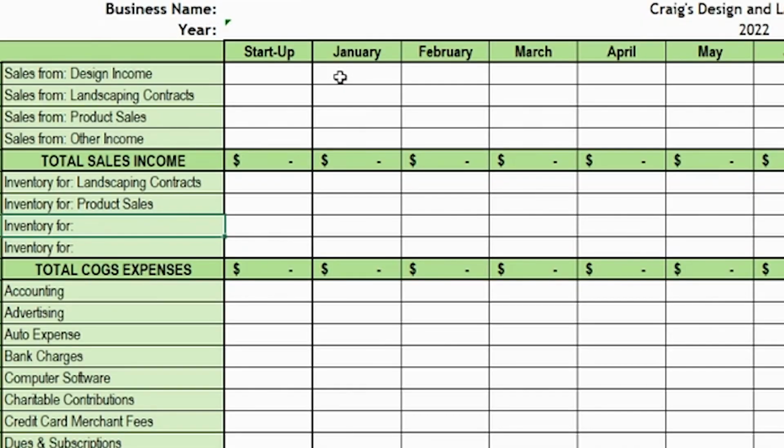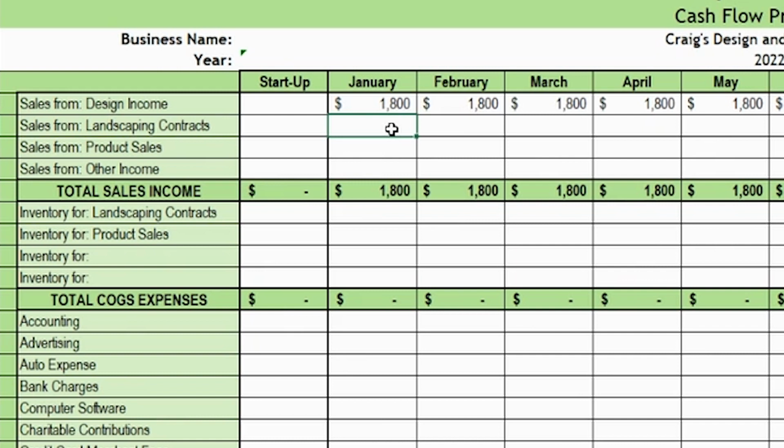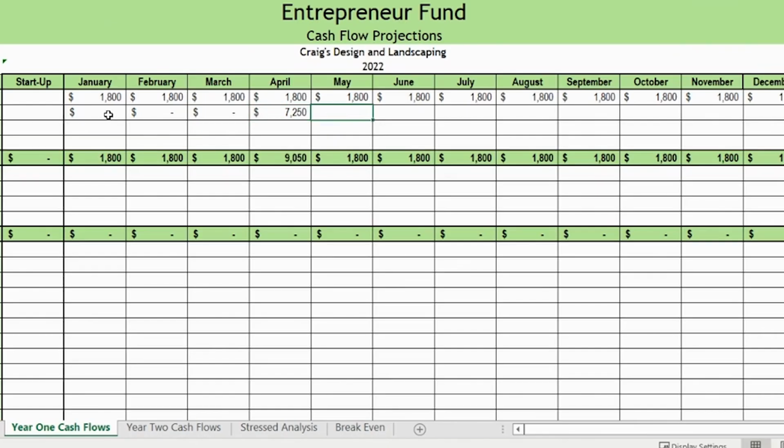Starting in January, design income might be something this business gets year-round. Let's estimate $1,800 per month. For landscaping contracts, this might be work the owner of the business just does in the summer. For this expense, we'll enter zeros in for the months that they don't expect to be taking jobs from customers and enter numbers in the months that they do expect to have customers.